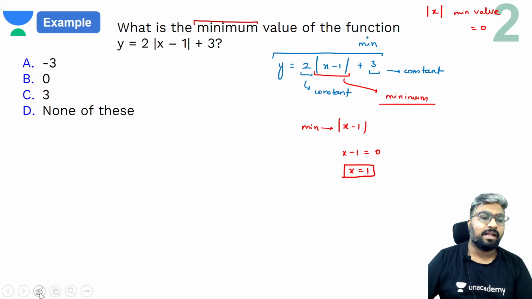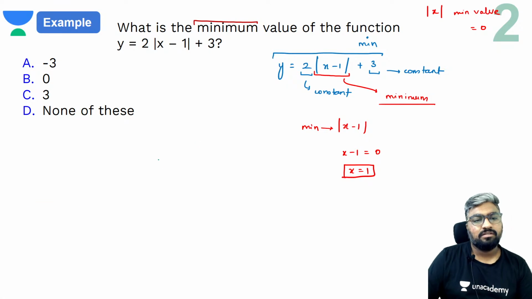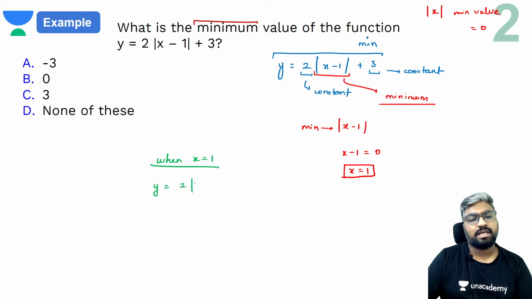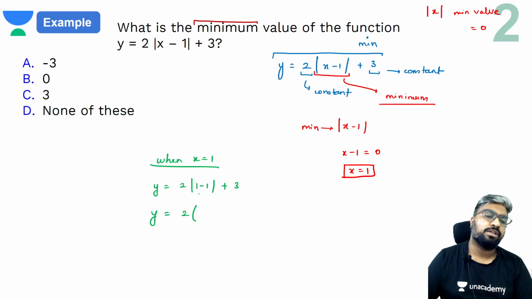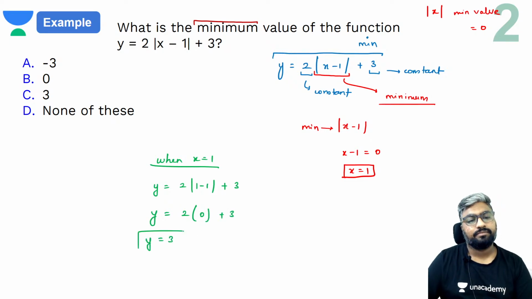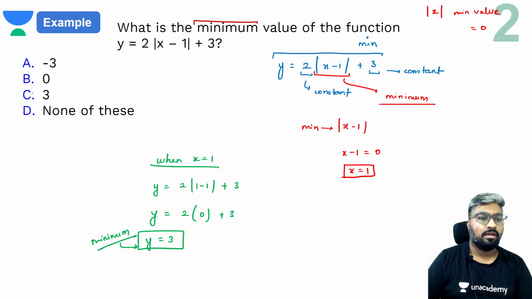So when x is 1, what will happen? When x is 1, we would get y is equal to 2 times modulus 1 minus 1 plus 3. y is equal to 2 into 1 minus 1 is 0, modulus of 0 is 0, plus 3, so y has to be 3. Minimum value of y is what? 3. Got it?